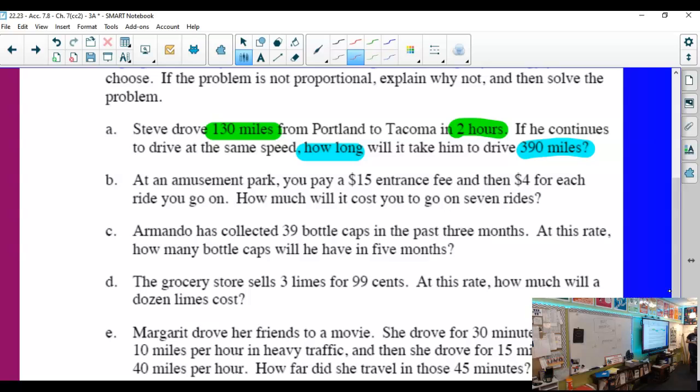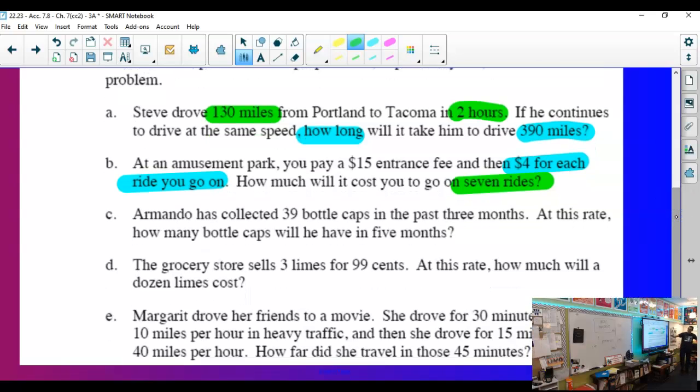Lucy? Yeah, the 15's not going to scale. That only happens once, right? So we pay that once to get in. The thing that scales, or the thing that happens multiple times, is if it's $4 for every ride, and we go on 7 rides. Sam? Yeah, $28. 43 if you add in.